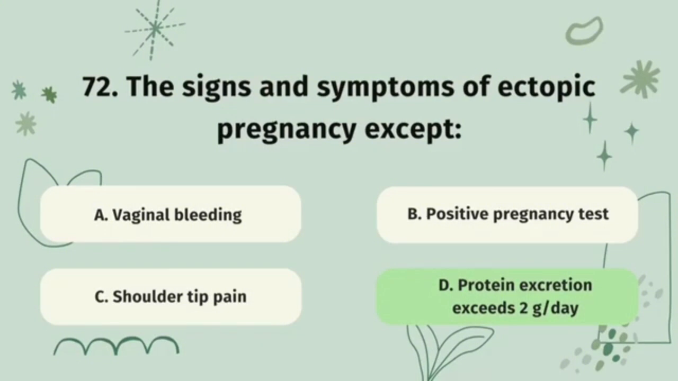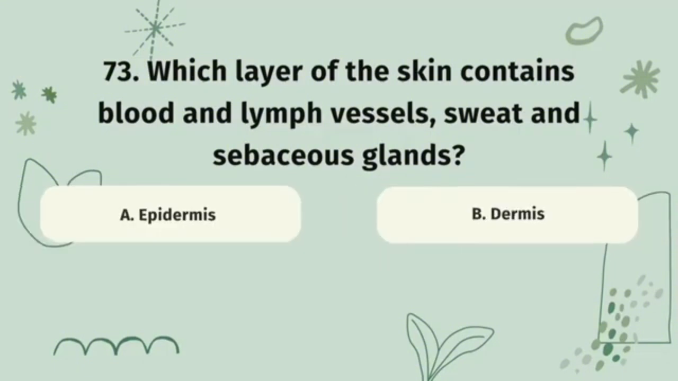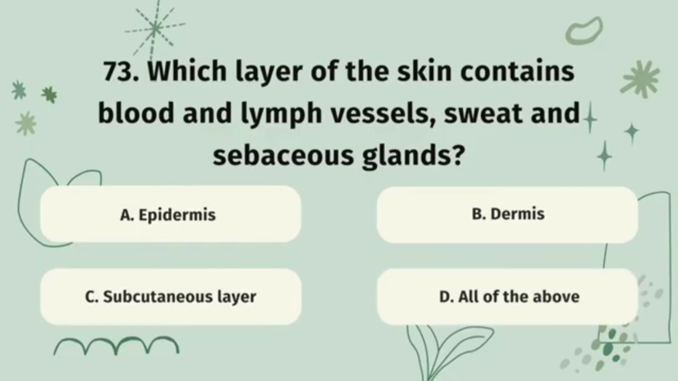The correct answer is D. Question 73. Which layer of the skin contains blood and lymph vessels, sweat, and sebaceous glands? Option A. Epidermis. Option B. Dermis. Option C. Subcutaneous layer. Option D. All of the above.